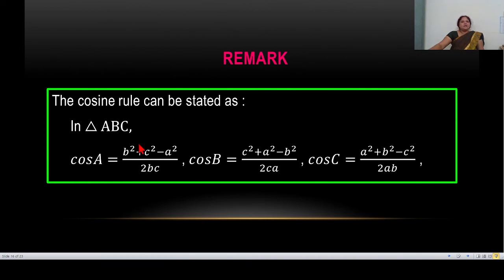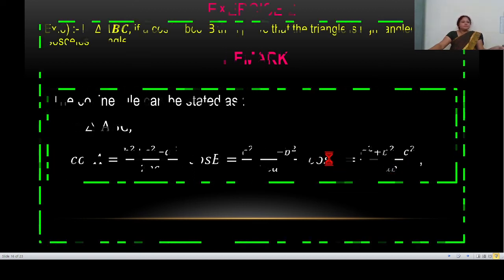Next remark, in cosine rule, we can state that in triangle ABC, cos A equal to b square plus c square minus a square upon 2bc, cos B equal to c square plus a square minus b square upon 2ca, and cos C equal to a square plus b square minus c square upon 2ab.